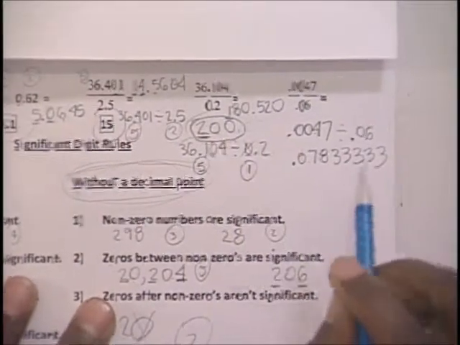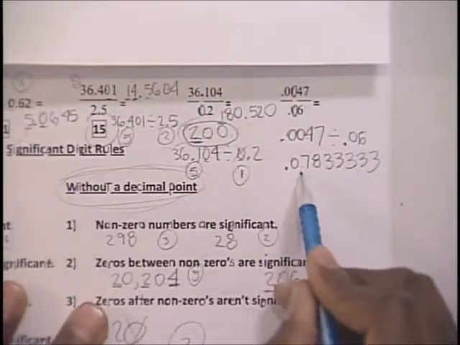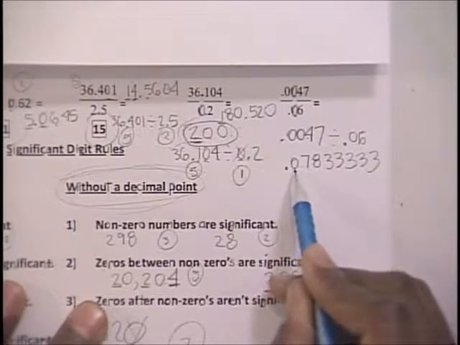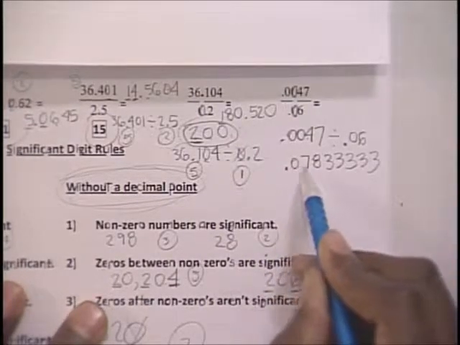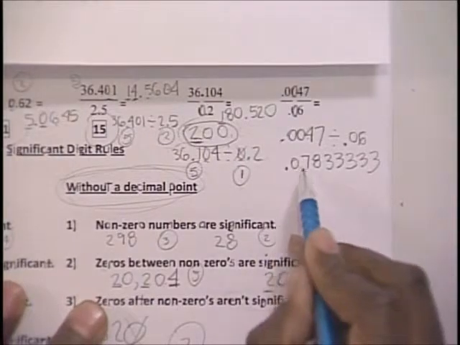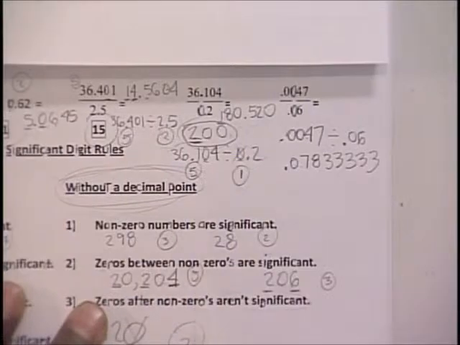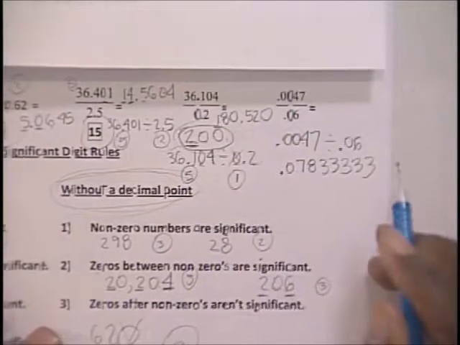And don't ask your teacher, Mr. So-and-so, Miss So-and-so, do you want me to say 0.07? Do you want me to say 0.08? Do you want me to say 0.083? Don't ask them that. Just tell your teacher you're going to round your answer to the proper number of significant digits.